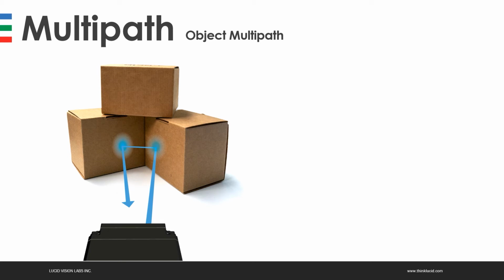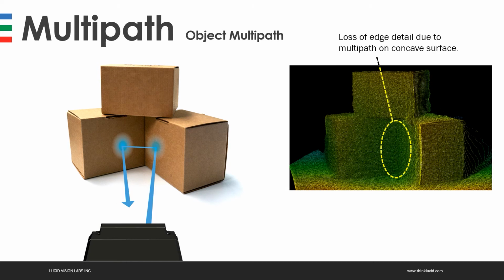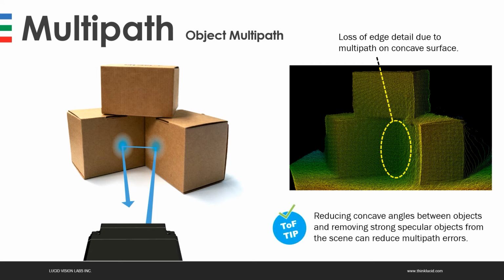In this example, we're showing how a loss of detail can come about with concave angles. Here we have 3 cardboard boxes with 2 of them placed together to create a concave angle between them. What's happening is that the emitted light from the Helios bounces off one surface, then onto another, and then finally back to the camera. Because of this, the camera has a hard time with that middle corner and a loss of detail occurs. Now, we've put a lot of effort into reducing this type of multipath, but there are some situations where the best you can do is just minimize it by reducing these types of concave angles between objects. And you also want to remove any non-essential specular objects from the scene.